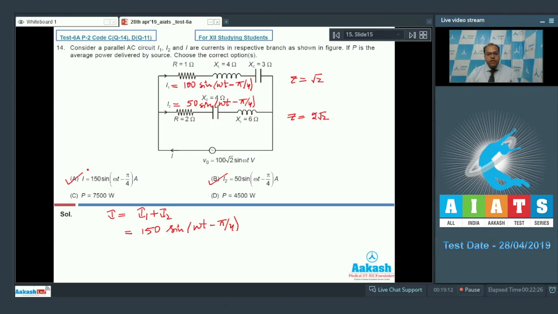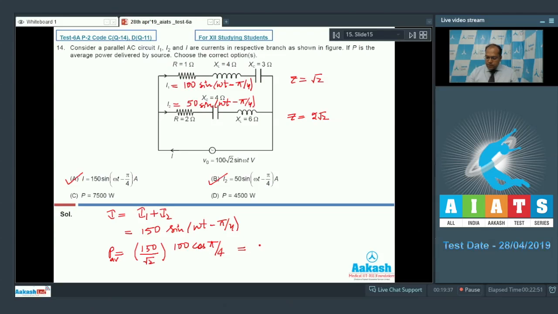Now we have to find the average power delivered by the source. The average power delivered by the source is IRMS times VRMS times cosine of phase phi. The value of IRMS is 150 by root 2, and VRMS is 100, and the phase is pi by 4. The value of cos pi by 4 is 1 by root 2.